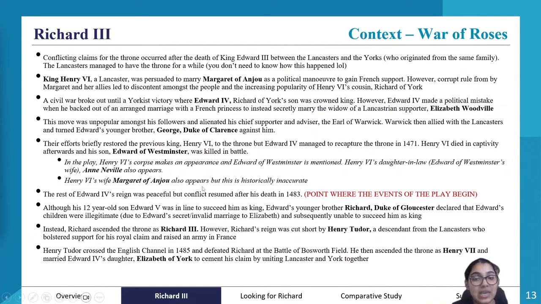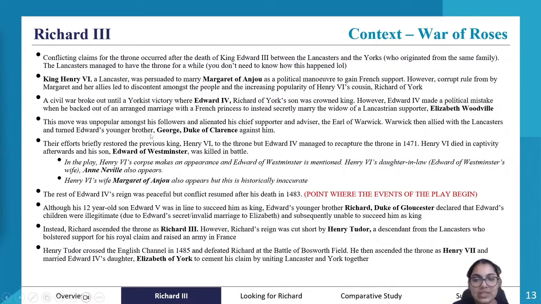In the play, we see Henry VI's corpse make an appearance, and Edward of Westminster is mentioned. And Anne Neville in the play also appears, who is Edward's wife. And Henry VI's wife, Margaret of Anjou, also appears. But that's historically incorrect because she wouldn't be around at the time. Obviously, Margaret in the play is the one who sees through Richard's facade, and she curses him. She has prophecies. So she's a big part of the play.